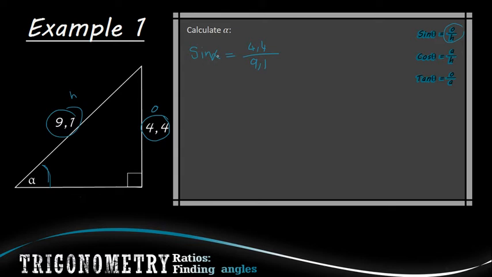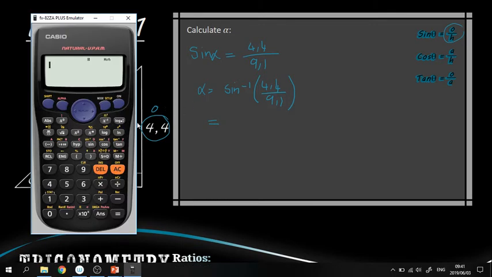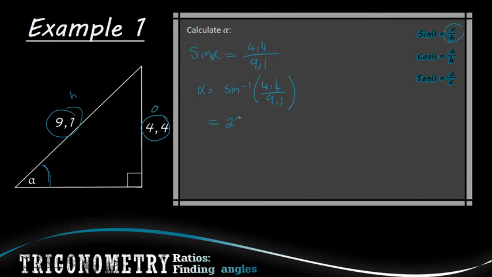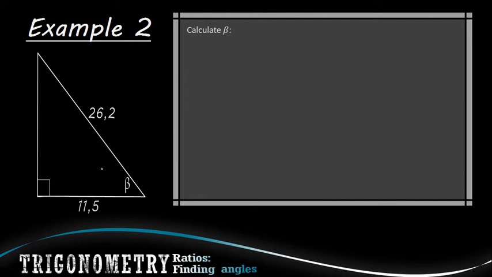And then to solve for alpha, I'm going to take the inverse of sine. So alpha is then the inverse of sine, and that's 4,4 over 9,1. And then we type that onto the calculator. So we'll say shift sine for the inverse of sine, and then we have our fraction. Then we say 4.4 over 9.1. And then we have 28,92 to two decimal places, so 28,92 degrees.